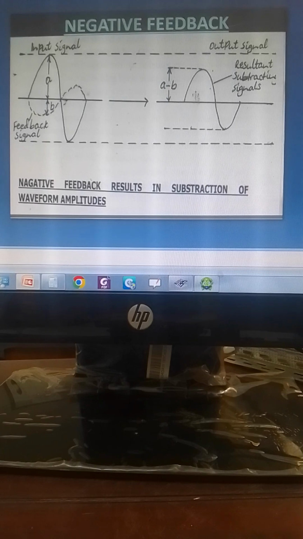So when you check the output here, you discover that this output is smaller than the input signal. Why? Because we are now subtracting signal B from signal A. There you can see we have subtracted the feedback from the input, hence this one has reduced. So this is about signals and oscillators, how they operate, how they perform and work.